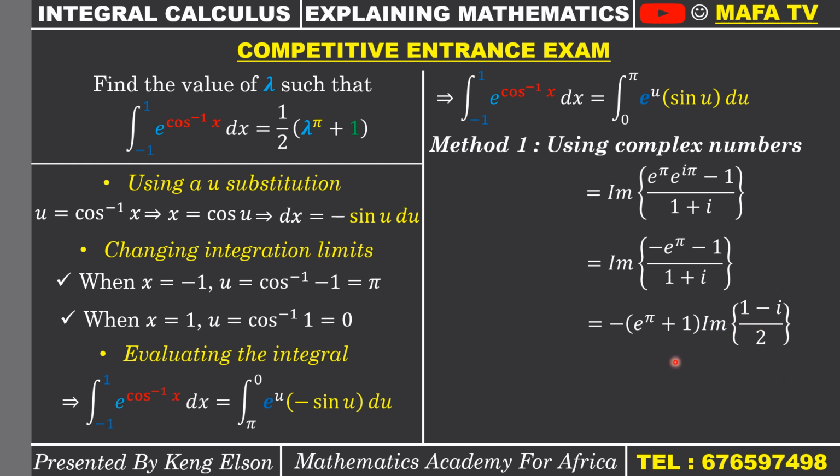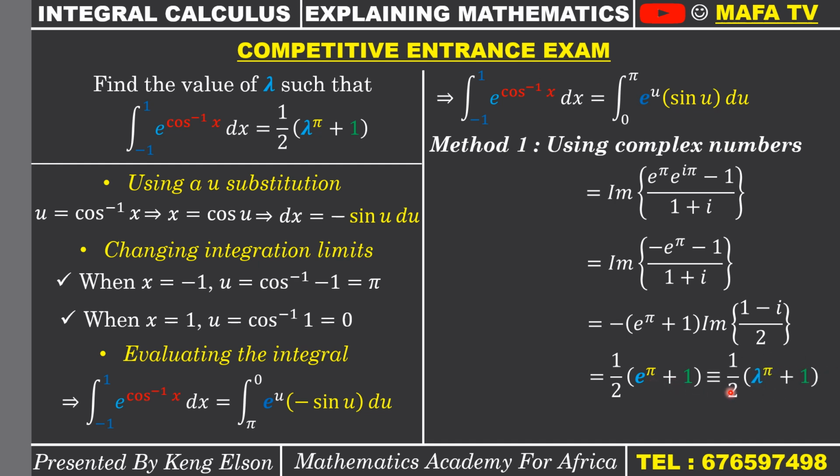Now the objective is to get the imaginary part of 1 minus i over 2. It is -1 over 2, because 1 minus i over 2 is equivalent to 1 over 2 minus i over 2. So you see that the imaginary part of half plus -half i is -half. If you write it down, you'll get what I'm saying. So since the imaginary part of this complex number here is -half, we multiply that imaginary part with negative e to the pi plus 1. The negative signs are going to cancel, and we are going to have half times e to the pi plus 1.